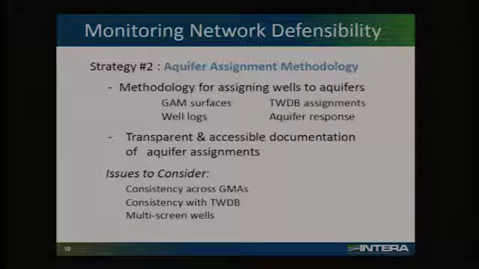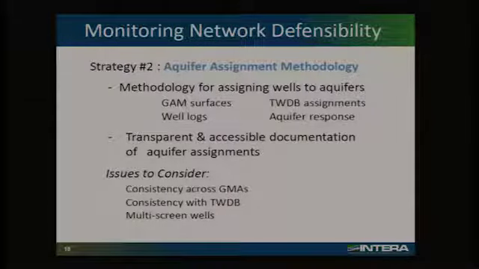Some issues to consider, again, consistency across GMAs, and then consistency with TWDB. One of the issues that we have in Post Oak Savannah, for instance, is that TWDB assigns some wells by the major aquifer. In our case, they say a well is in the Wilcox. And in Post Oak Savannah, we're actually subdividing the Wilcox into the upper, middle, and lower. So their aquifer assignment might be slightly different than ours, and so making that clear.